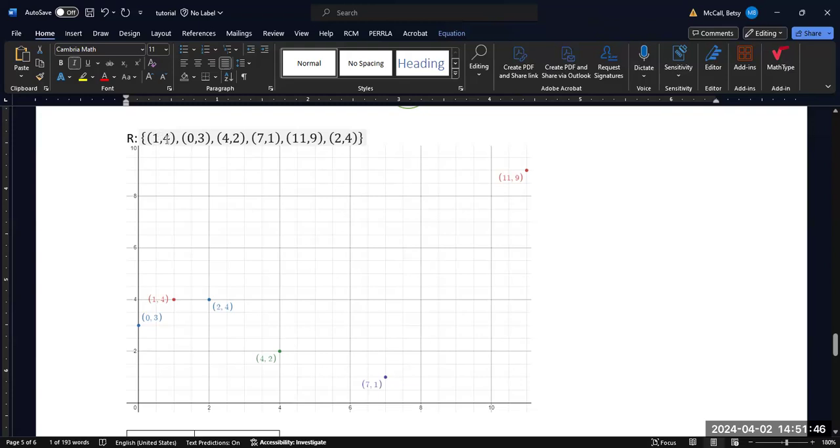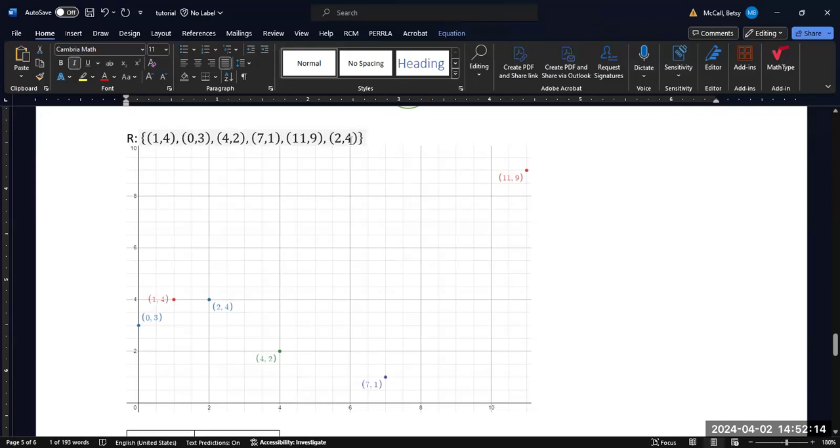So there's only one 1 in the first coordinate, and it corresponds to a 4 in the second coordinate. So if I know the input is 1, I know the output is 4. If I know the input is 0, I know the output is 3. If I know the input is 4, I know the output is 2. If I know the input is 7, I know the output is 1. That's 7, 4, 0. Those are not repeated anywhere. So each one of the x values is unique, and each one of those is giving me a y value.